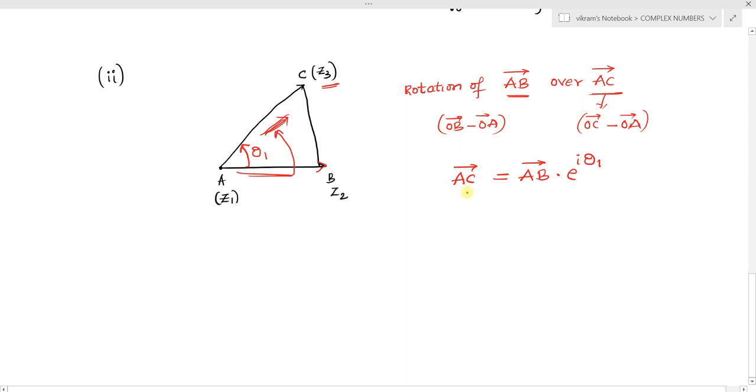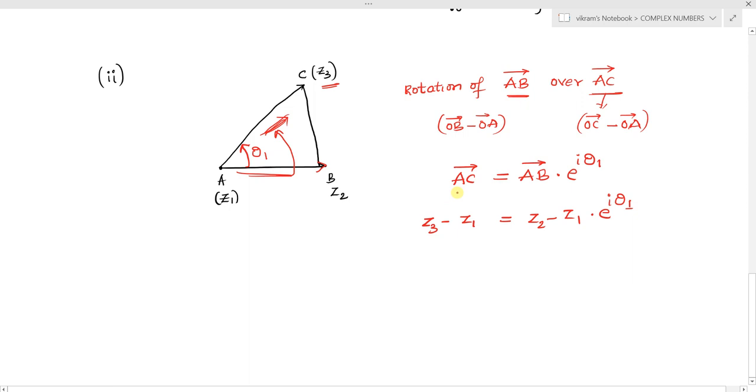In the rotation, the obtained vector equals the rotation of the number with an angle. So AC can be written as OC minus OA, which is Z3 minus Z1, and AB equals OB minus OA, which is Z2 minus Z1. These are rotated with e power i theta 1.